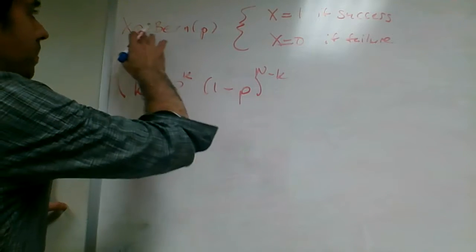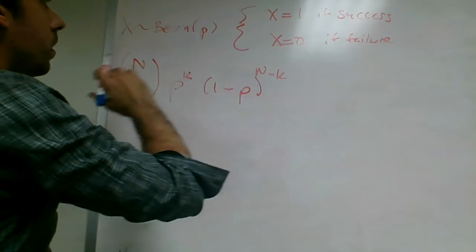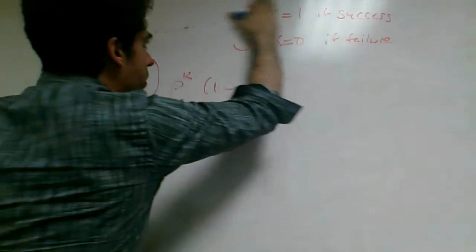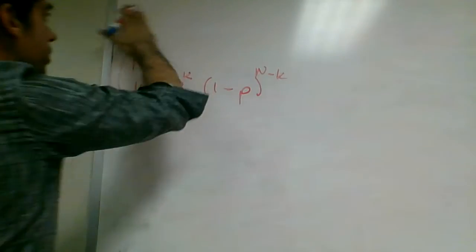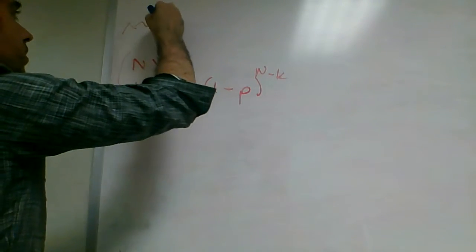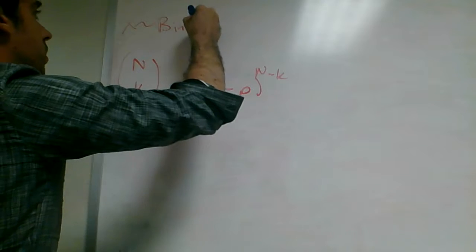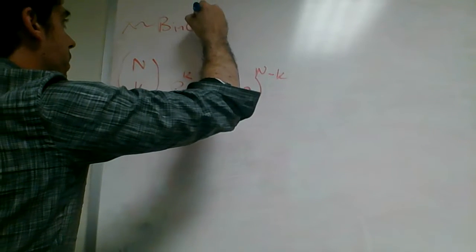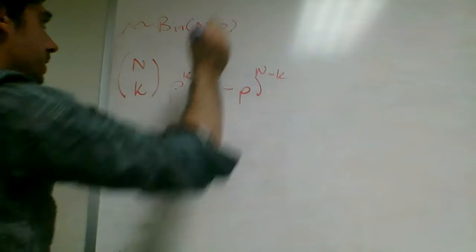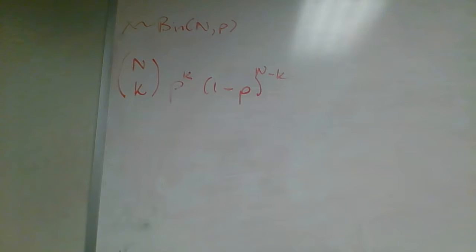And then what happens is that up here, if you have a binomial random variable, you change this to write x is distributed binomial with n trials and p successes. Or sorry, the probability of success is p.